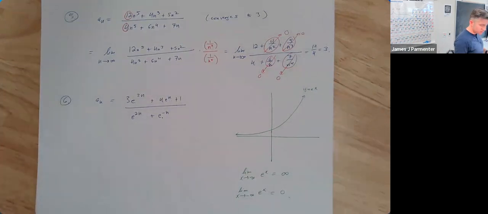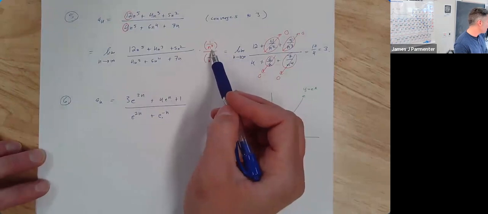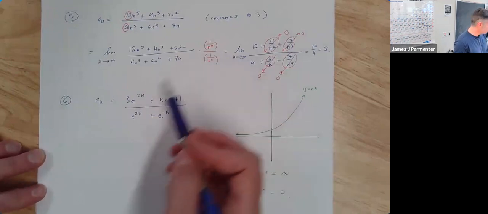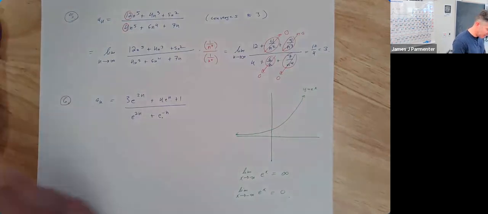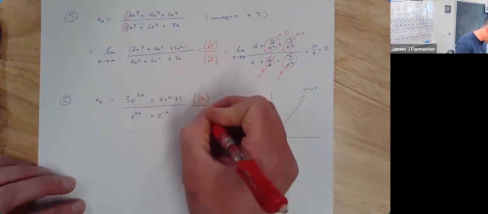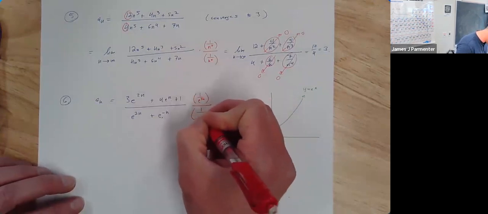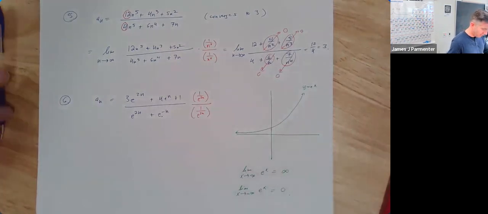So just like here, where I divided everything by the thing that was getting the biggest, the fastest, I'm going to do the same thing here. I'm going to divide everything by e^(2n), because that's the thing that is getting biggest, the fastest. I know I say divide, but I really prefer writing it as multiplying by the reciprocal. Whatever way is more comfortable for you. You can write division, that's totally fine.